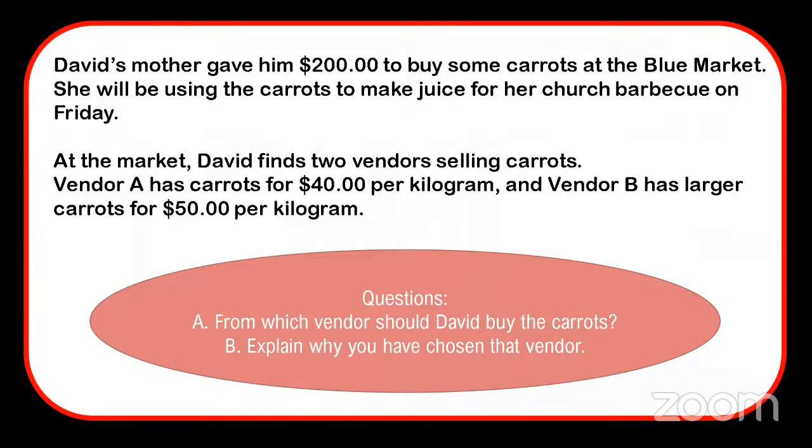All right. Let's look at this question now, guys. David's mother gave him $200 to buy some carrots at the market. She will be using the carrots to make juice for her church barbecue on Friday. At the market, David finds two vendors selling carrots. Vendor A has carrots at $40 per kilogram, and vendor B has larger carrots for $50 per kilogram. Which vendor should David buy the carrots from, and why? Now, I see Rashika Foster says vendor A. Why do you say vendor A?